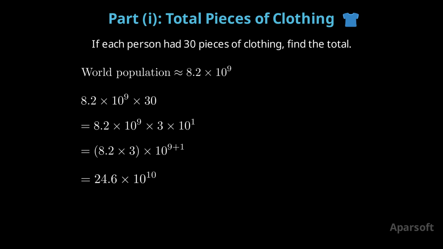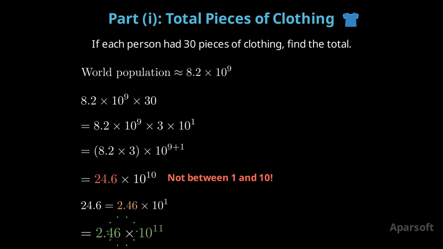Multiply the coefficients. 8.2 times 3 equals 24.6. Add the exponents. 9 plus 1 equals 10. But wait, 24.6 is not between 1 and 10. We need to adjust. 24.6 equals 2.46 times 10 to the 1. So our final answer becomes 2.46 times 10 to the 11. That is about 246 billion pieces of clothing.